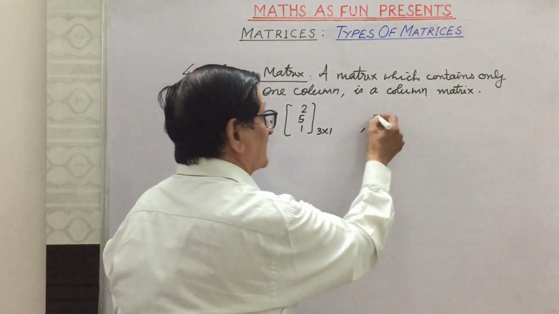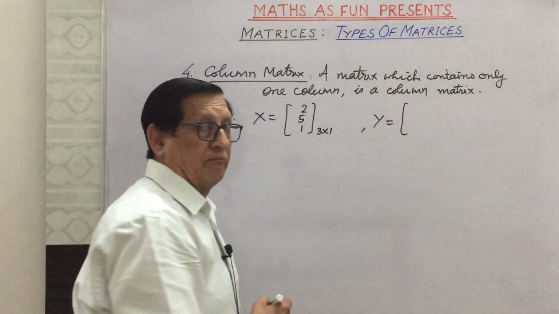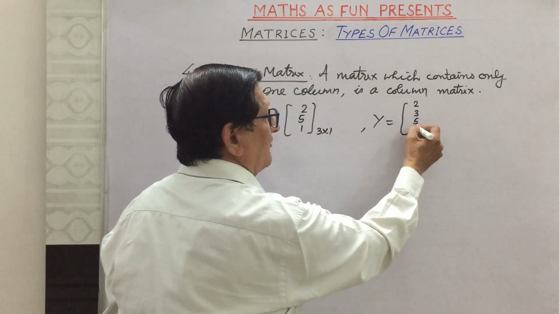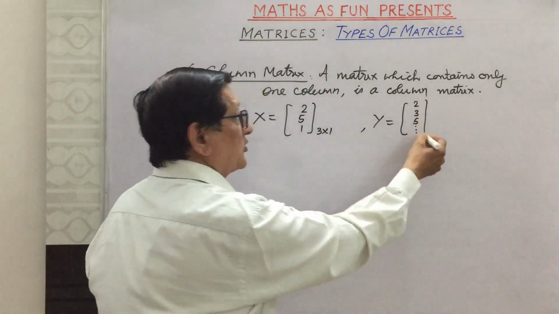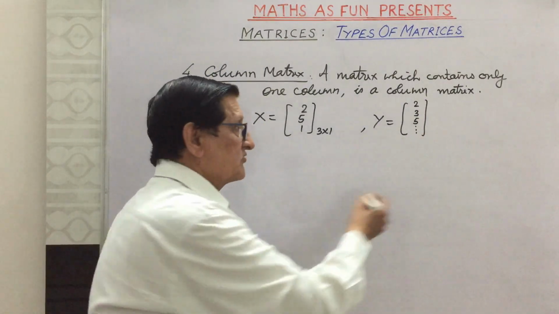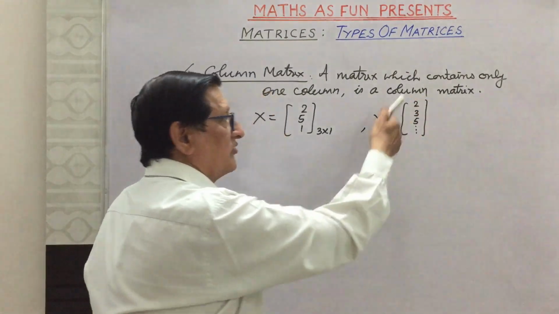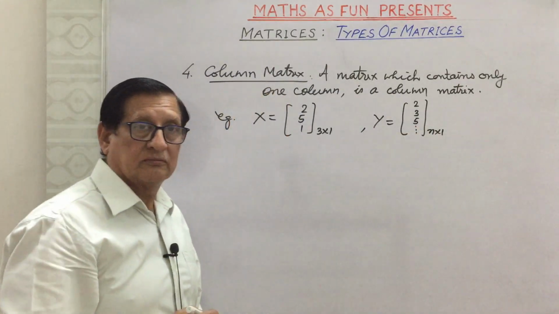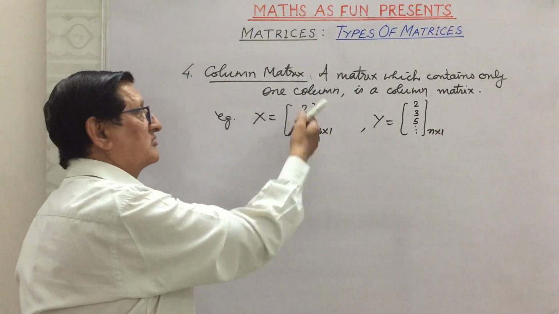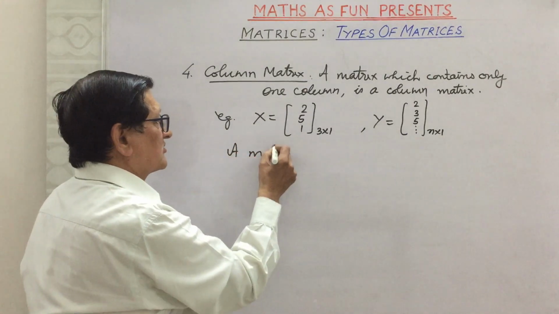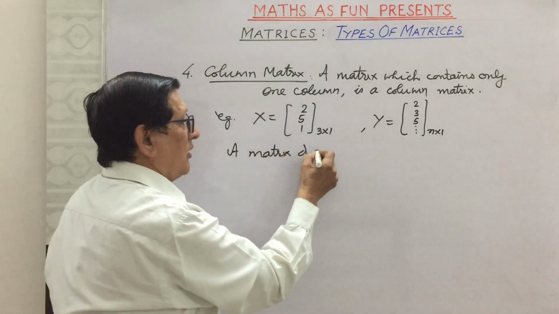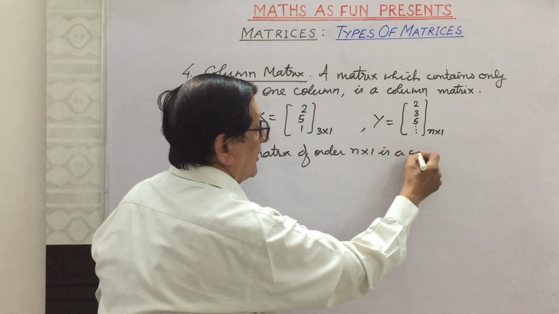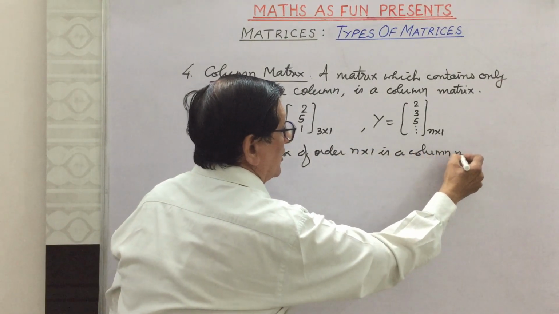We can take one more example, that is Y, and the elements in this we are finding 2, 3, 5 and so on. There are suppose n elements. It means we find there are n rows and one column. So order of this is n into 1. Based on this we can also say that a matrix of order n into 1 is a column matrix.